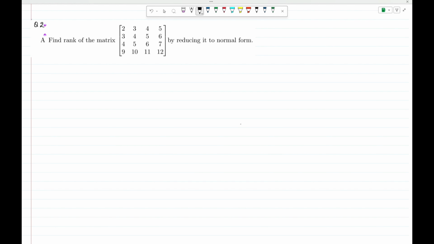We are on to question number 2A. Question number 2, each sub-question carries 10 marks. So right now on the screen, that question has a weightage of 10 marks. Now let us begin solving this problem.